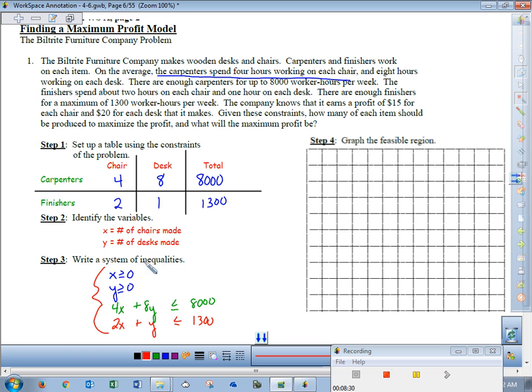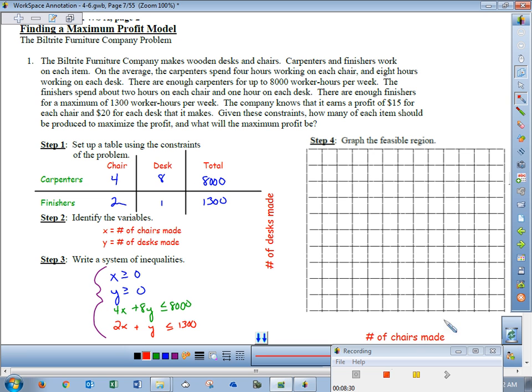So what we want to do is graph this situation. I'm going to label my axes. I already know that X is the number of chairs made, and Y is the number of desks made, so get that labeled. Again, pause the video if I'm moving too fast for you.